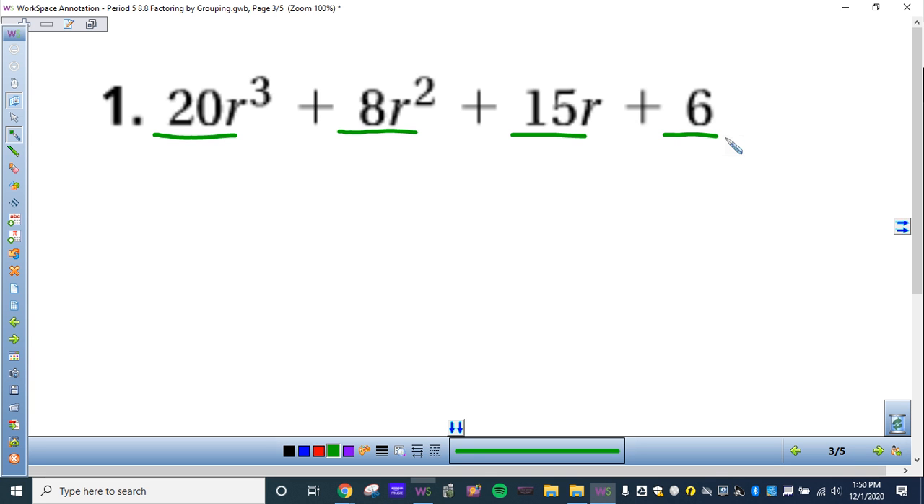Give it a shot. What can you factor out of the first 2 terms? And then what can you factor out of the next 2 terms?